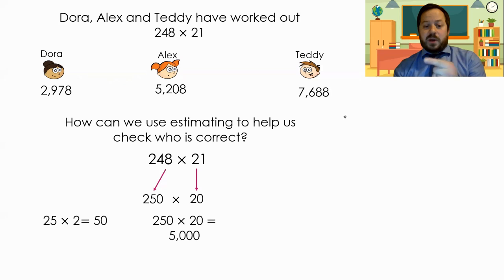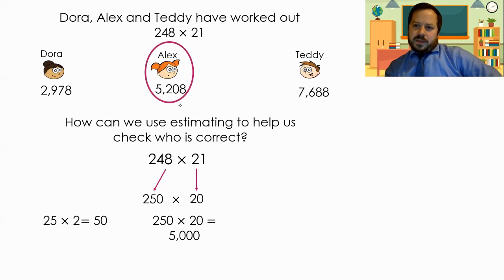We times that by 10 on both sides, because if you look in this one, 25 is timesing by 10 and 2 is timesing by 10, so we have to times both parts by 10, which means you have to times this twice by 10. So 2 additional steps in our place value grid, which gets us to around 5,000, which probably means that Alex is the correct person.